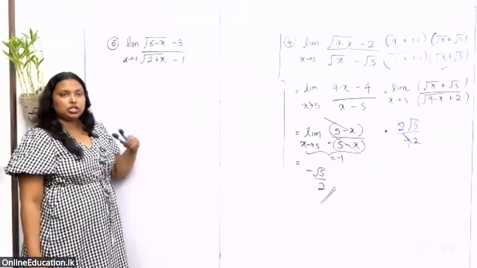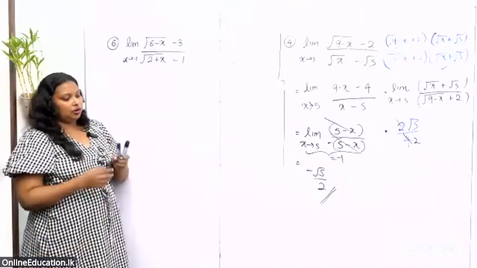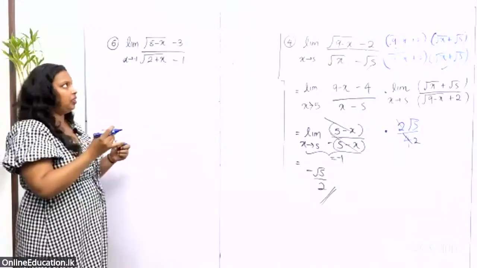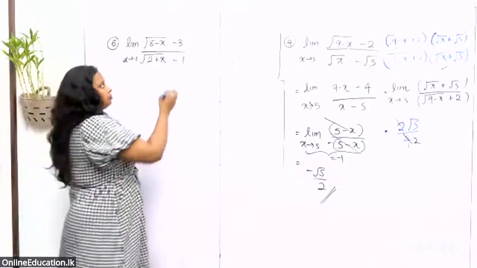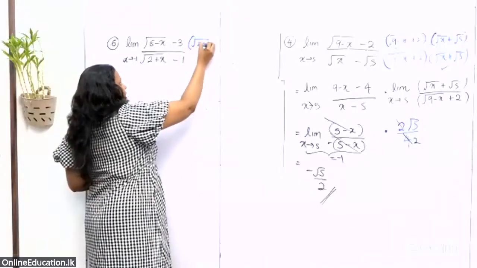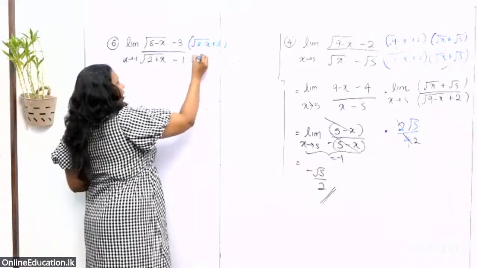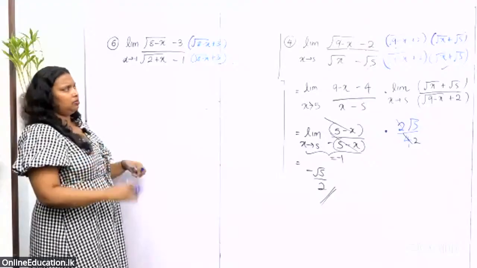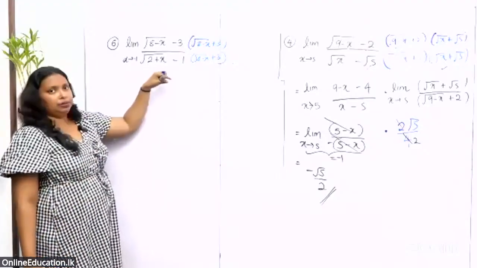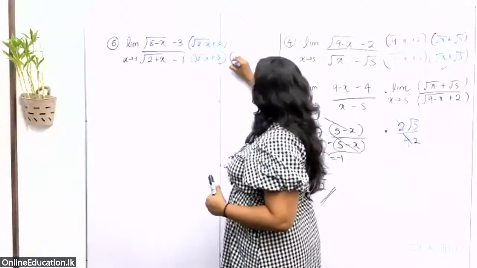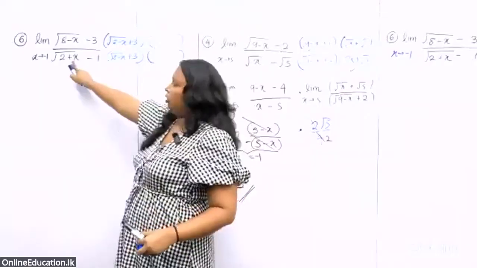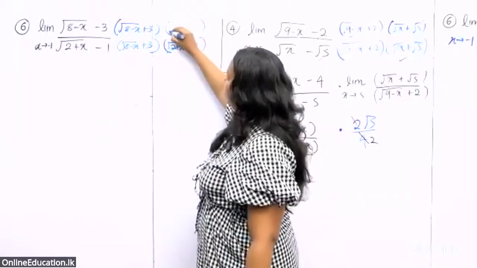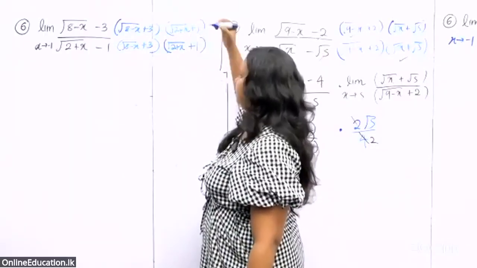Now this is a question where you have square roots in both the denominator and the numerator. So what we usually do is multiply both denominator and numerator by the conjugate of the line that has the root. See, root 8 minus x plus 3, in both denominator and numerator we have to multiply by this. In the same line, I will multiply by this one also: the conjugate of this one, root 2 plus x plus 1, root 2 plus x plus 1.